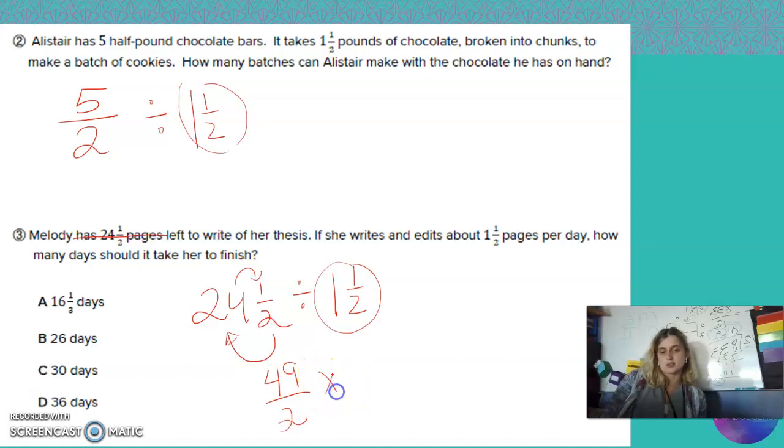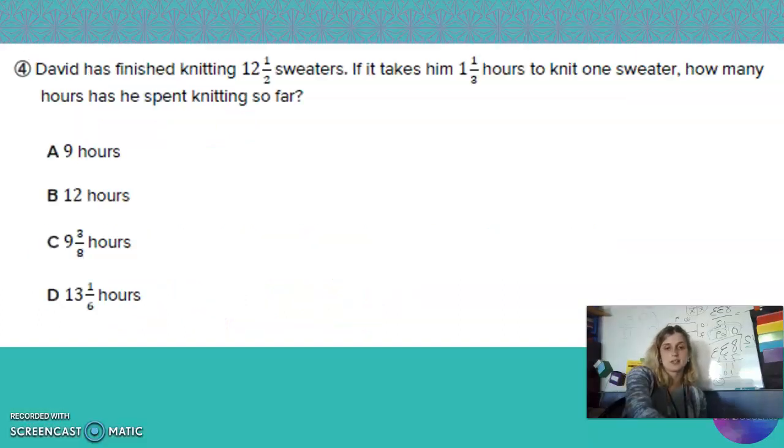Actually, let's do that together. Multiply by the reciprocal. This is 3 halves, 2 thirds. I might go ahead and say, hey, I see that I'm gonna have to divide by 2/2. 49 doubled, that's not terrible. But you can see that none of the answers are mixed or improper fractions. So you're going to have to change your answer to a mixed number.